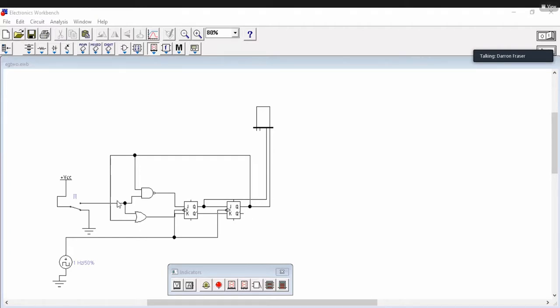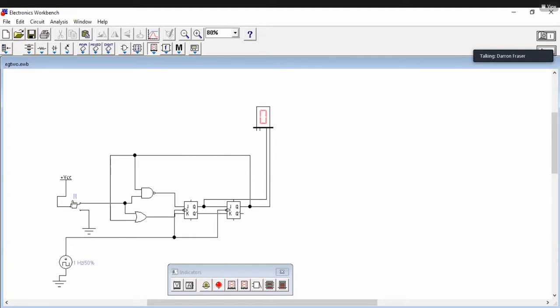Yeah, so this was the last class. This is the completed circuit. So when you press I on the keyboard, it's supposed to go to 0 to 1.